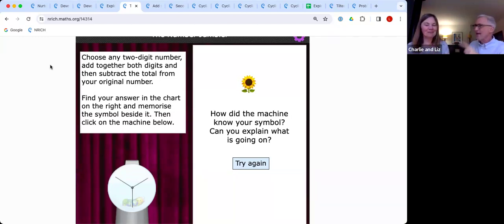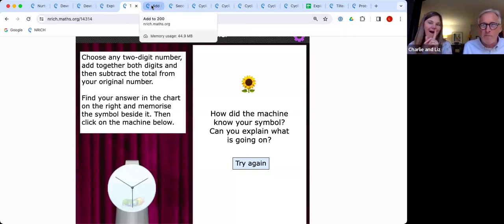Okay. We're not going to do that second problem. We're rushing because we've only given ourselves 5 minutes for each problem. I'm not going to show the next problem on the screen, actually. Let's use the visualizer. So I'm going to stop sharing the NRICH website. Instead, we're going to introduce this task using the visualizer. So this problem is called Add to 200.